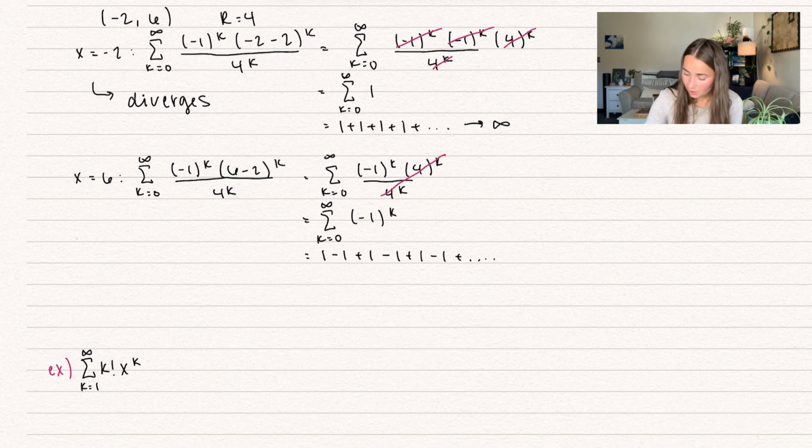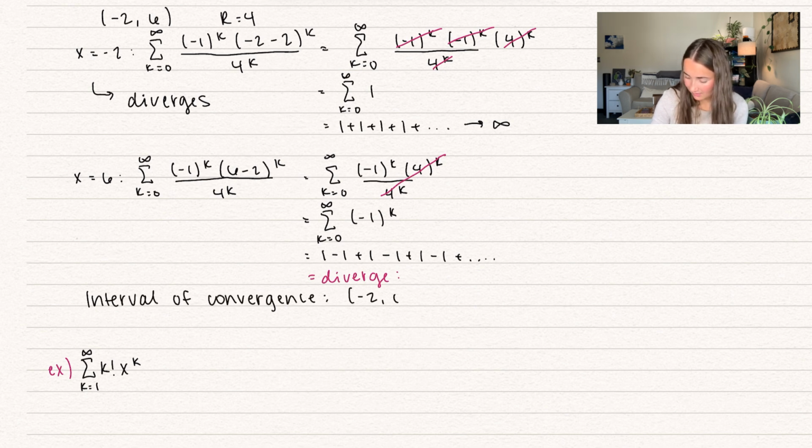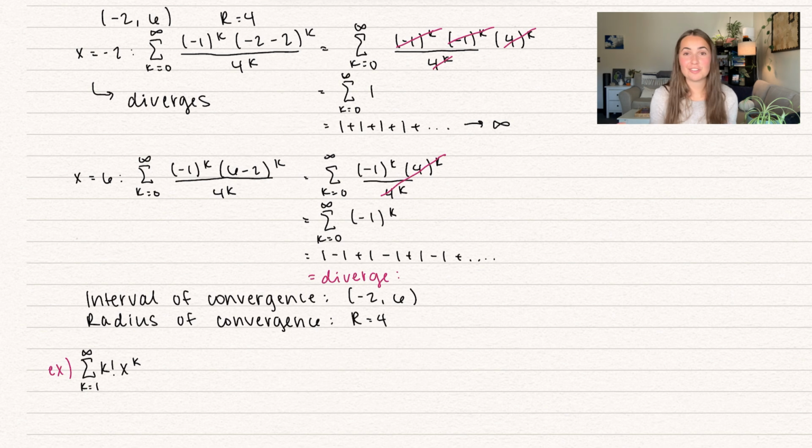Why is this alternating? Well, first we get 1, and then we subtract 1 and we end up with 0. But then we add 1 again, so we get 1. But we subtract 1 again, so we get 0. So this is forever alternating between 0 and 1. And since it's forever alternating between those two values, it's going to diverge. So this is going to diverge at both endpoints, which means our interval of convergence is just going to be from -2 to +6, and our radius of convergence is going to be equal to 4. And that's our solution for the second problem.